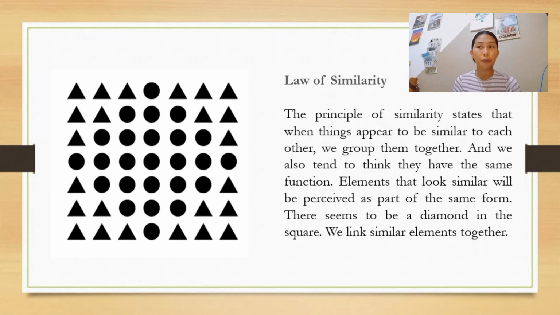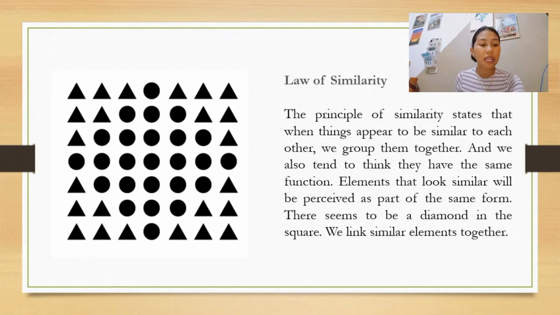The principle of similarity states that when things appear to be similar to each other, we group them together. And we also tend to think they have the same function. Elements that look similar will be perceived as part of the same form. So here in the example, there seems to be a diamond in a square. We link similar elements together.